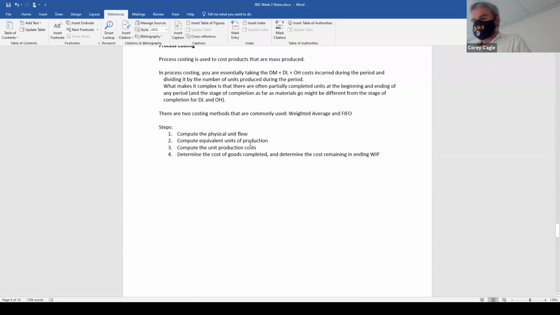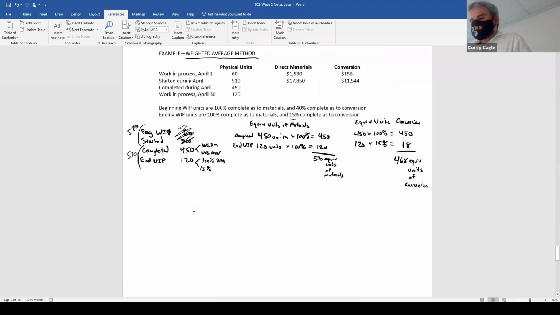Step 2, equivalent units. Step 3, we haven't done anything with money yet. Right now, we're just kind of restating units. So step 3, we start pulling the money in. We know how many units we've completed equivalently. We also know how much we spent to do all of that. So step 3 is super easy. We're just taking money and dividing it by those units.